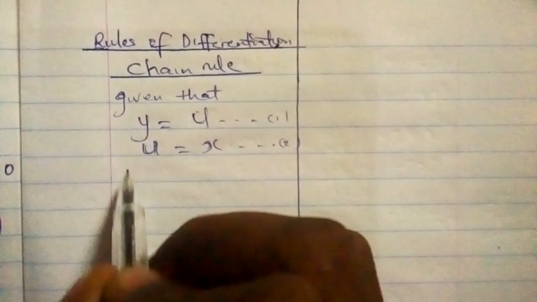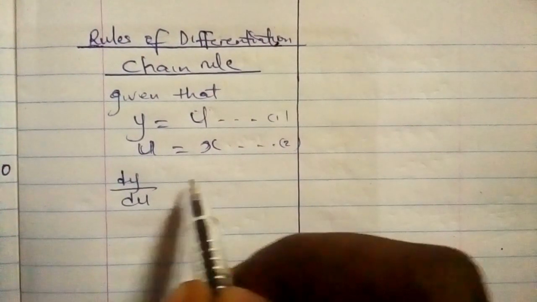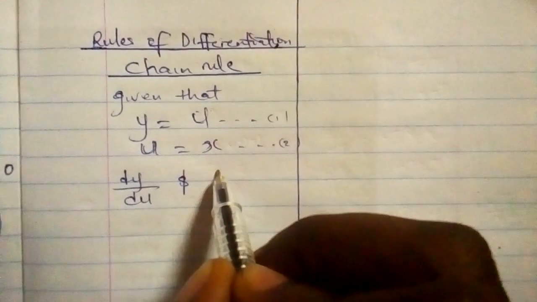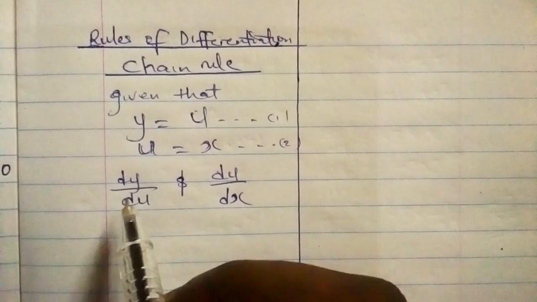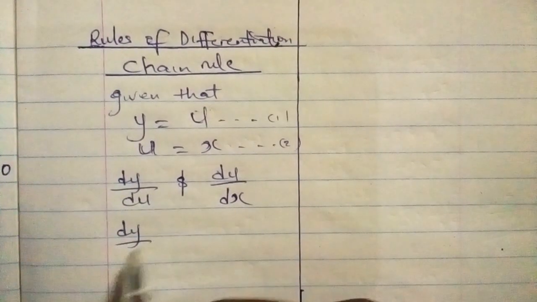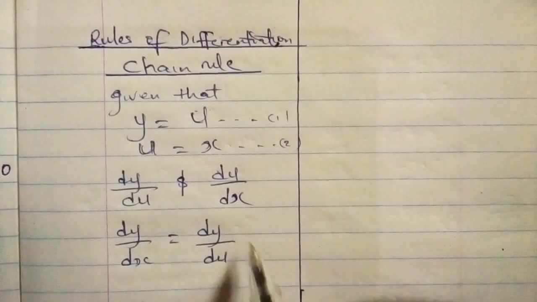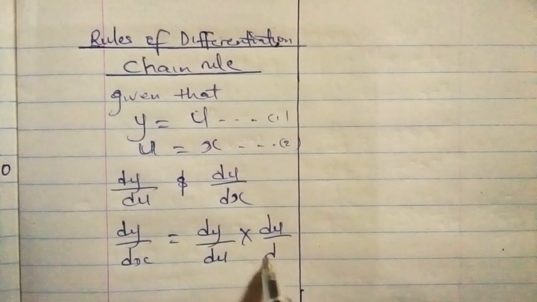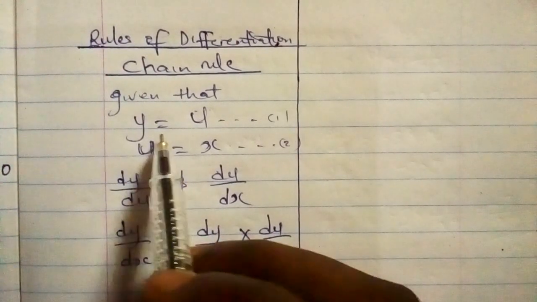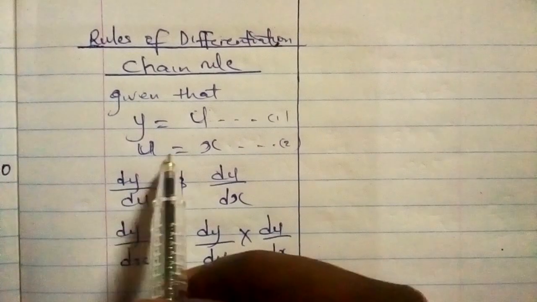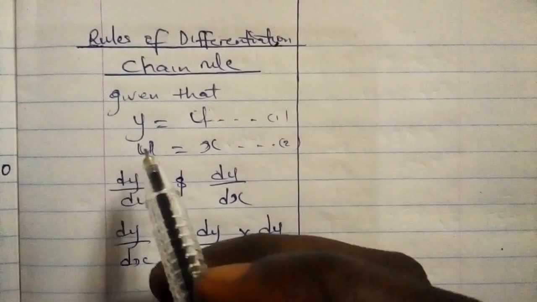From equation 1 we have dy over du, because y is a function of u. For the second one, we are going to have du over dx. So now for us to get dy over dx, dy over dx will be equivalent to dy over du times du over dx. So in this case, to get your dy over dx, you multiply the differential you get from the first equation with the differential you get from the second equation. That's what the chain rule is all about.